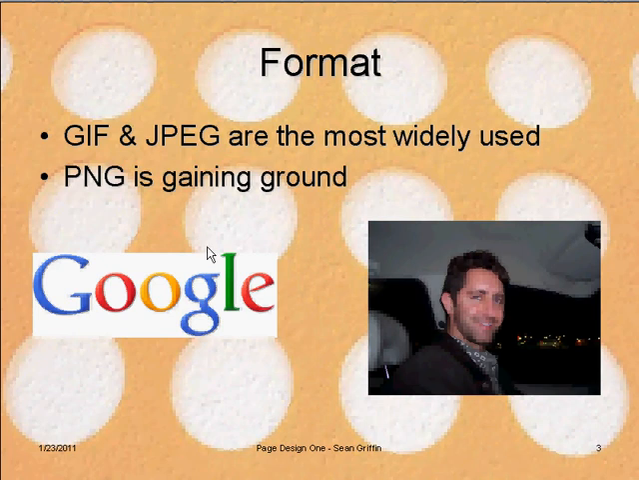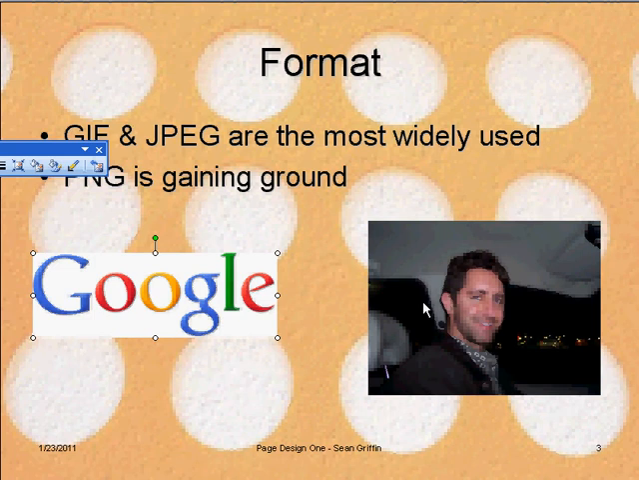On the left, you see an image of Google, and on the right, one of your instructor. The Google image on the left, because it has few colors, is better suited to being saved as a GIF. On the right, the JPEG, which might have potentially thousands of colors in it and many gradients of color, would be best suited for a JPEG.